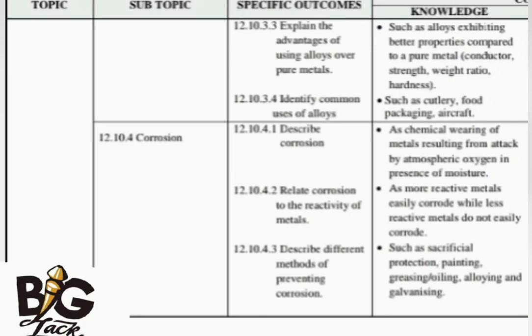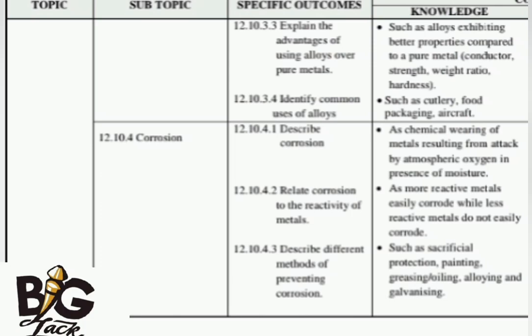Now, when we talk of alloys, the advantage is that alloys can conduct what? Electricity. They can conduct electricity, and they are also stronger than pure metals. Alloys are stronger than what? Pure metals. Apart from that one, you can take the weight ratio and hardness, they are stronger. So alloys are strong.